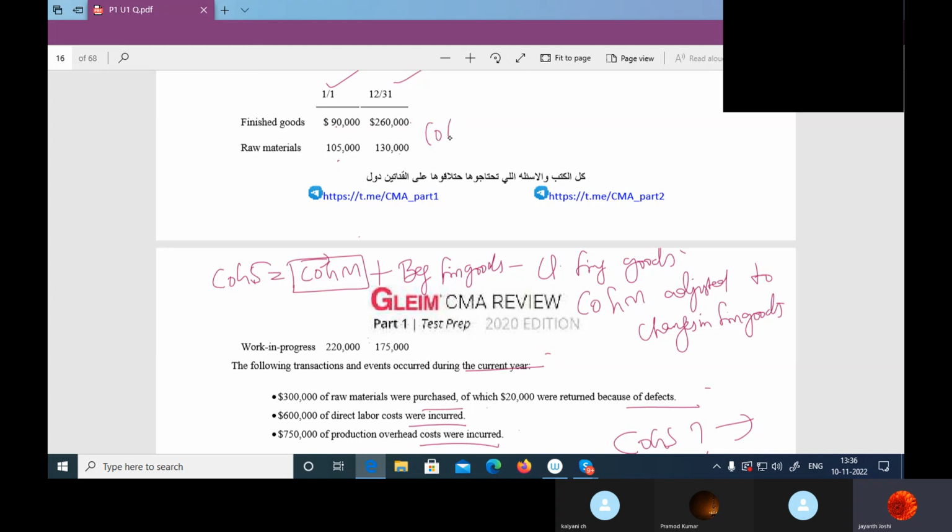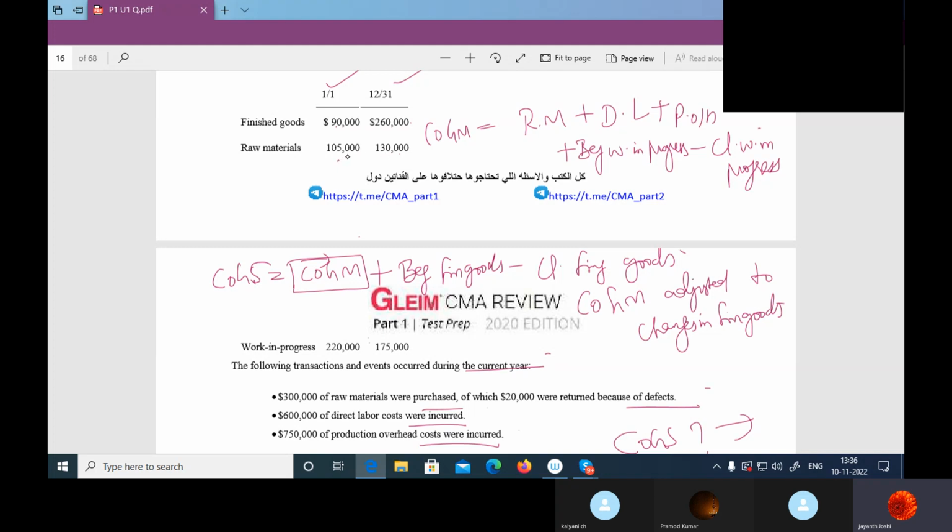So now I will write the formula of that also. COGM is equal to raw material, whatever you are using, plus direct labor plus production overhead. Correct? And then plus beginning work in progress minus closing work in progress. That means change in work in progress. Now, what will you take for raw material used?